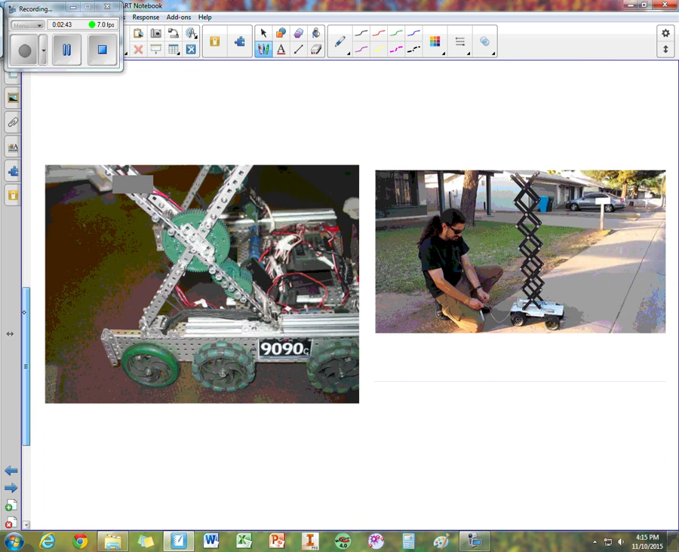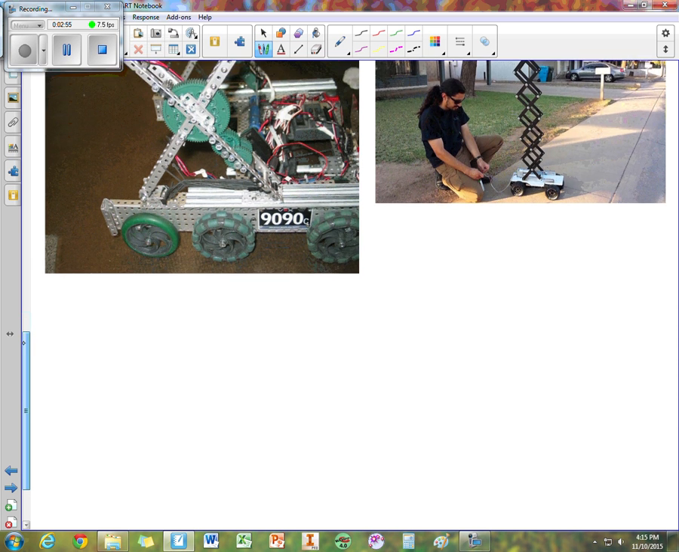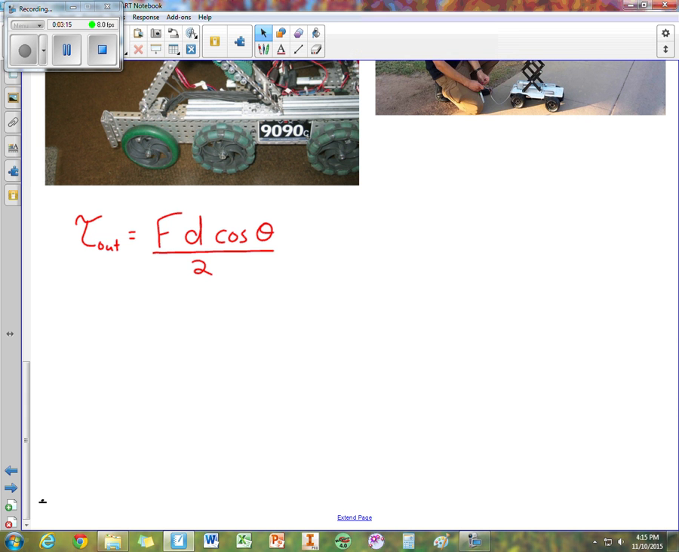Now this next one, this is a scissor lift. And scissor lifts are a little more complex. I had to do some digging around on the internet, but I found this formula to calculate the torque needed for a scissor lift. So that's what I found to calculate the torque needed to move a scissor lift. So let's look at each part of this formula by itself.